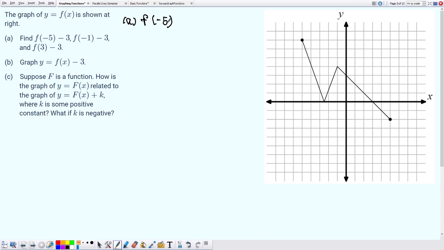In order to determine that, we realize the x value is negative 5. So let's go to negative 5 on the x-axis, which is right there, and then count the y value. So 1, 2, 3, 4, 5, 6, 7. So this is the point negative 5, positive 7.